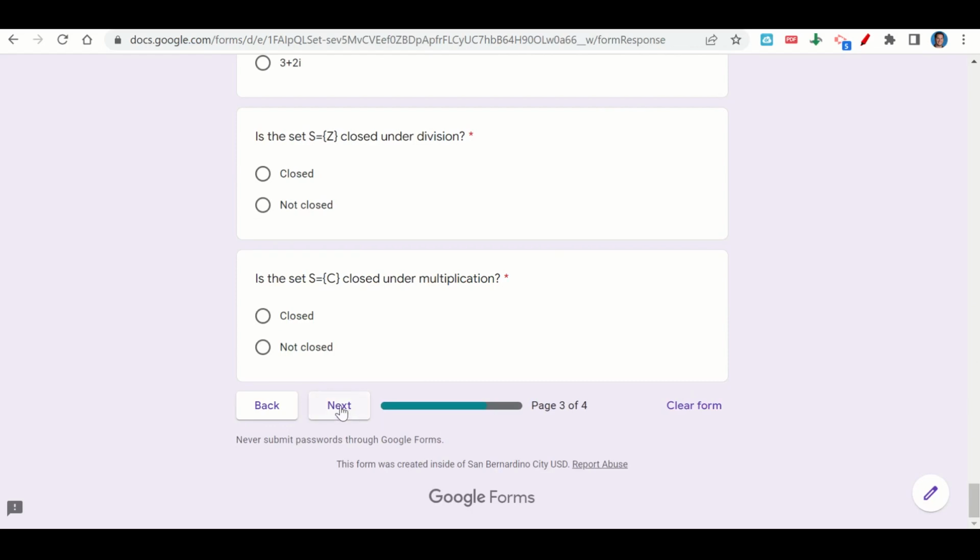Once we get to the end, we'll go ahead and click Next. This will take you to your Before You Go. Go ahead and fill out your Before You Go and then submit your work on Google Classroom.